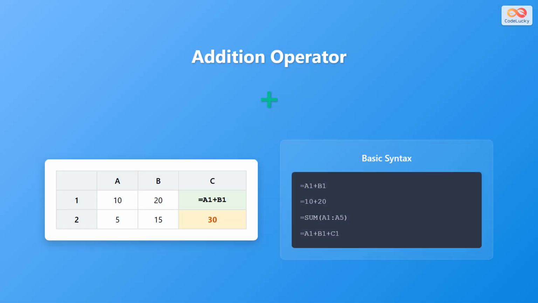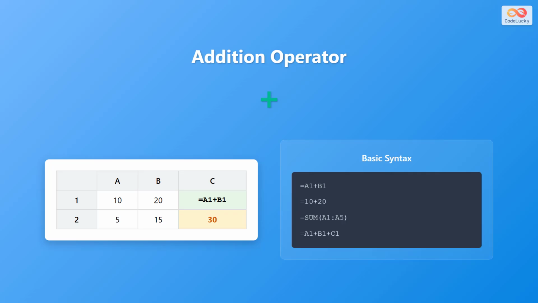Let's start with the addition operator. The symbol for addition in Excel, as you know, is the plus sign. You can use it to add numbers together. The basic syntax involves using the equals sign, followed by the values or cell references you want to add, separated by a plus sign. For example, you can write =A1+B1 to add the values in cells A1 and B1. You can also directly add numbers like =10+20.